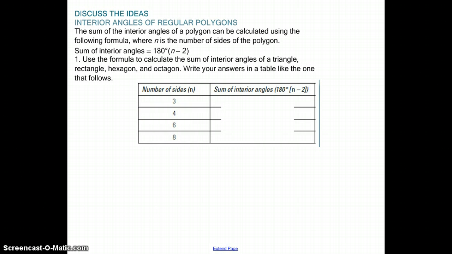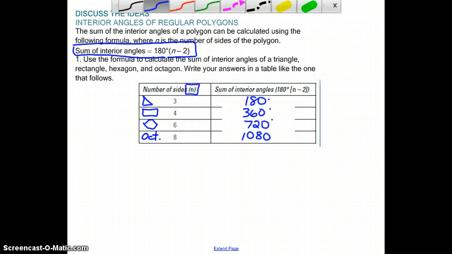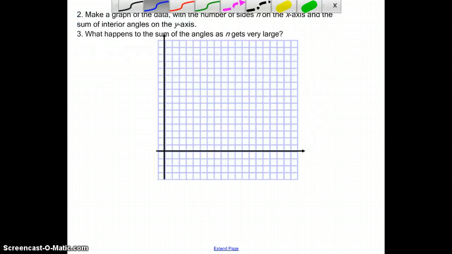Okay, discuss the ideas. The sum of the interior angles of a polygon can be calculated using this formula, this one that we just proved. Use it to calculate the sum of interior angles of a triangle, a rectangle, a hexagon, and an octagon, which I'm not going to attempt to draw. Go ahead and check your answers with mine on the board. Then we're going to graph this.